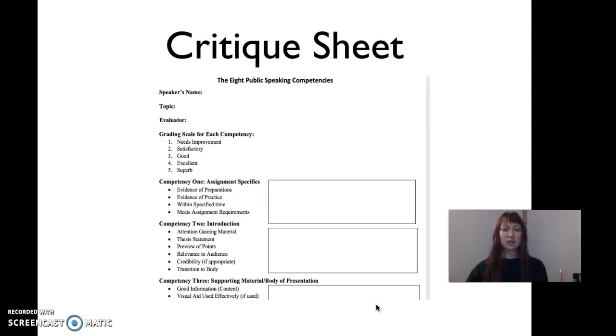The critique sheet is one that you will use to do peer evaluations, and I'm also basing the grade on this critique sheet. So again, in these areas, so that first competency, competency 1, assignment specifics, then competency 2 is the introduction, and competency 3, supporting materials, and all of these have overlap in them too. So all 8 competencies have overlap. So one thing you do in one competency could affect another competency. For example, vocal presentation could affect the understanding and whether somebody hears the introduction.